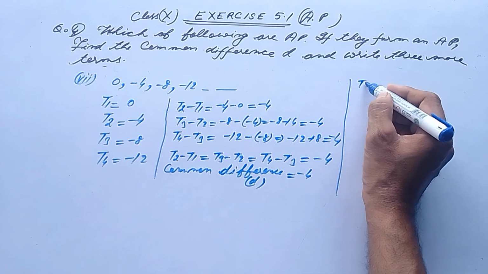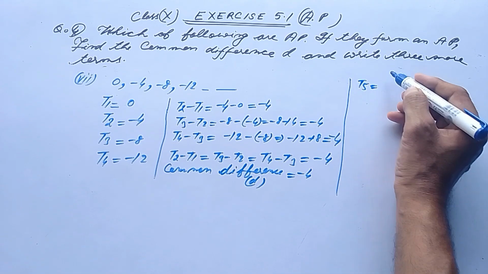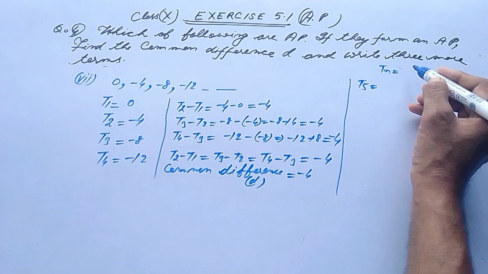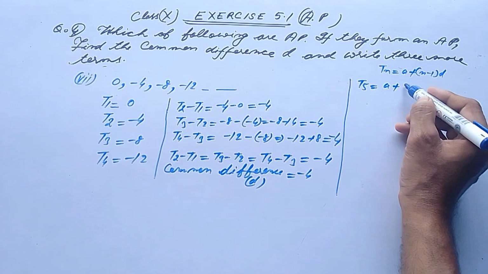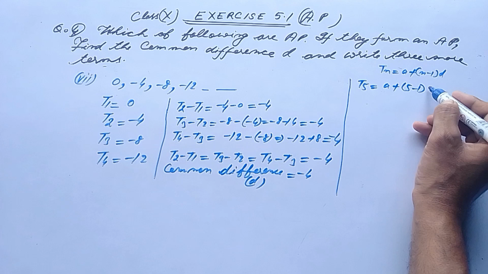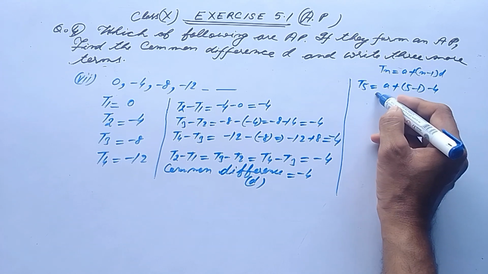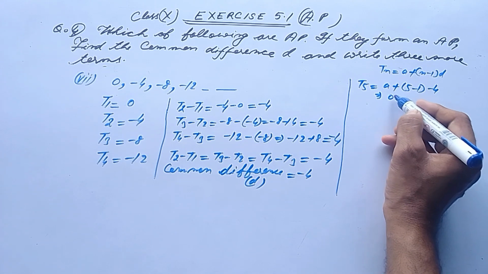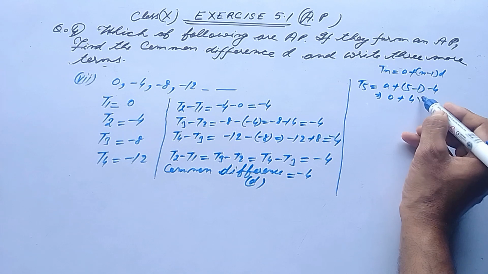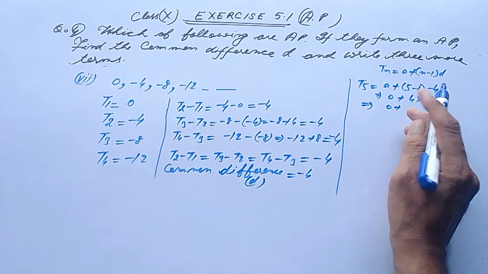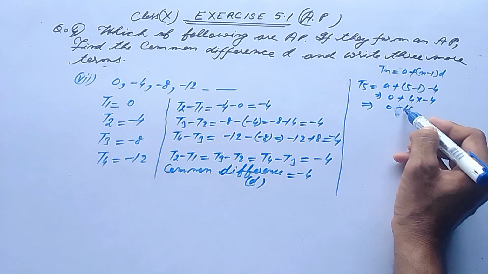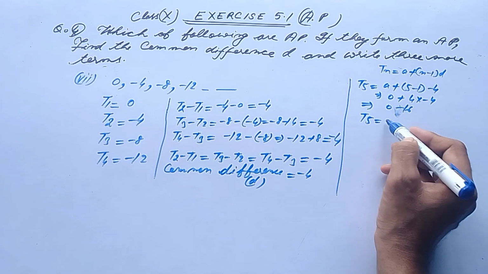5वीं टर्म T5, Tn equal to A plus n minus 1 D. We apply this formula. An क्या है यहाँ पे 5 minus 1. डिफरेंस कितना है यहाँ पे -4. A that is 0 plus 4 into -4 that is equal to 0 plus 0 minus 16. So T5 we have -16.